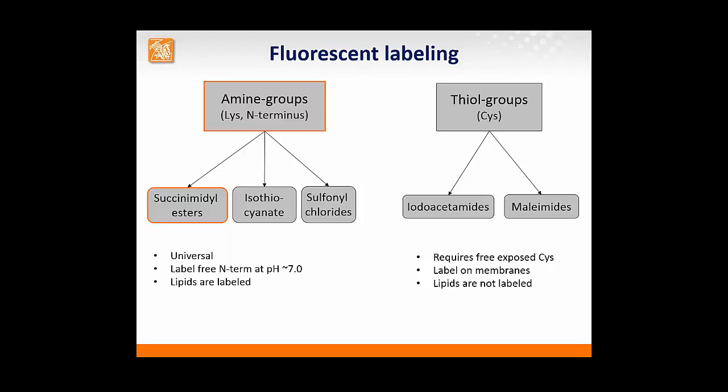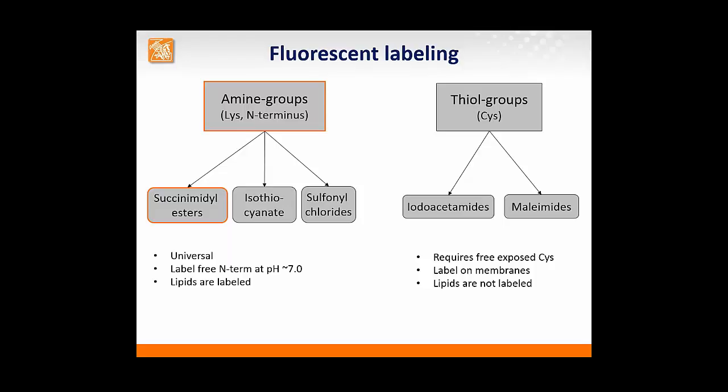Labeling of free thiols is more specific. You know exactly what cysteines you're labeling, but that requires the availability of free exposed cysteines in your protein. If your protein is recombinant, and there are no free exposed cysteines, you can perhaps engineer a cysteine in an unstructured part of the protein that will also not interfere with protein mobility and crystallization.